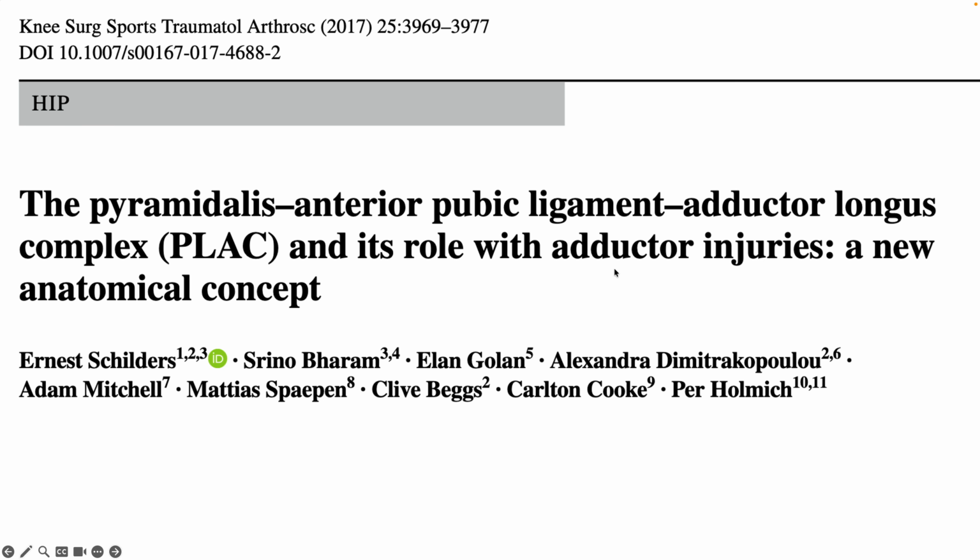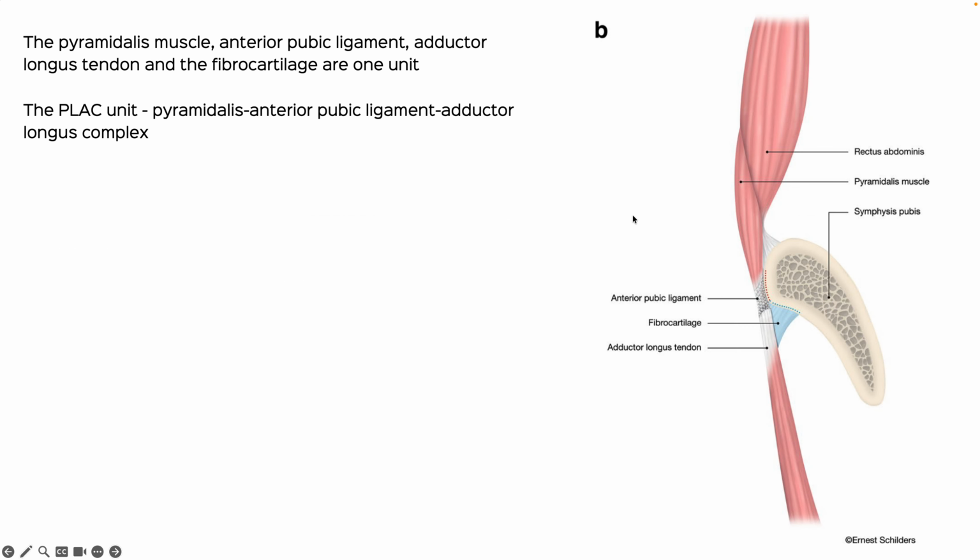But that's not enough. So when I was looking at the literature, it all started in 2017 from this group led by Ernest Schilders, where they discussed something called the pyramidalis-anterior pubic ligament-adductor longus complex, called it the PLAC. This is a beautiful picture by Dr. Schilders where they show that the anterior abdominal wall in that region, the rectus abdominis, has no role to play. It's the pyramidalis, which connects to the anterior pubic ligament, which connects to the adductor longus, which in turn connects via the fibrocartilage with the pubic bone.